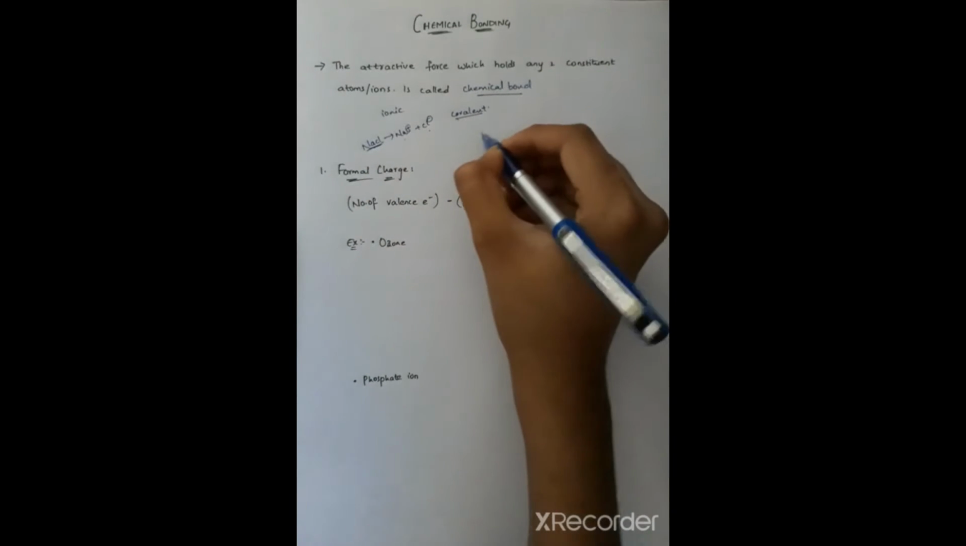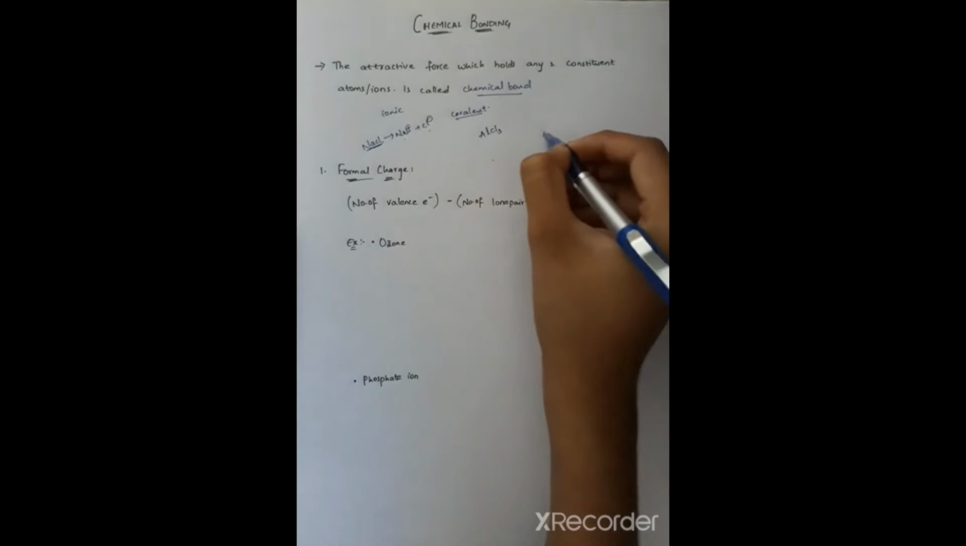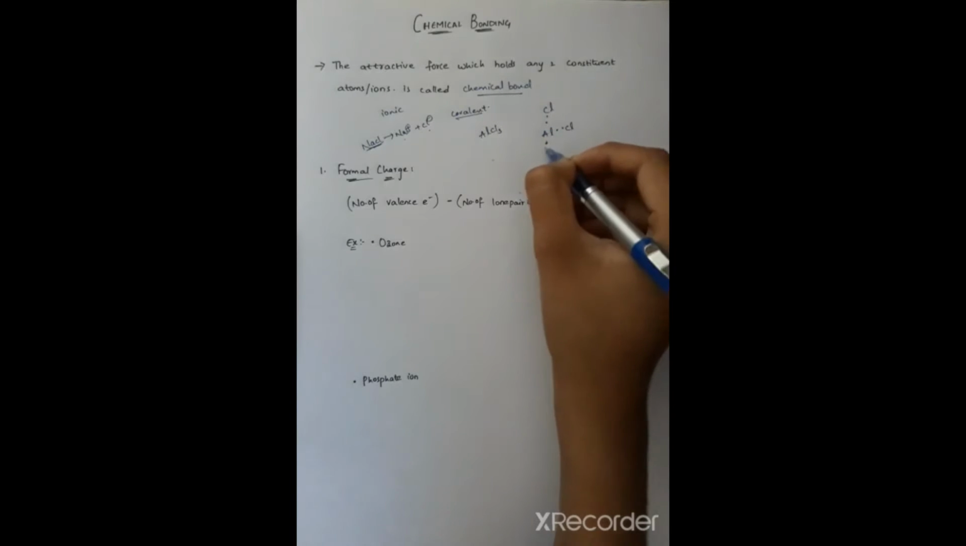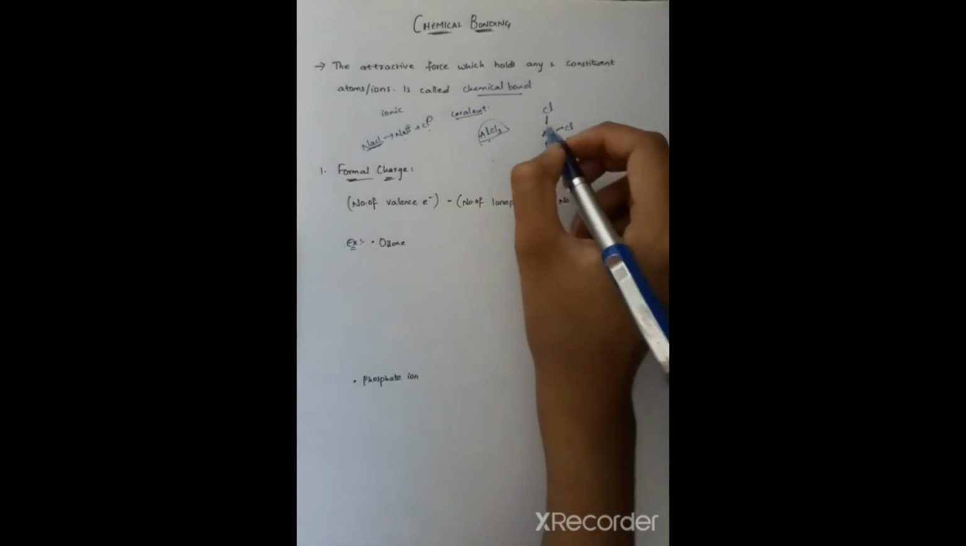Coming to covalent, if you consider AlCl3, there are three outermost electrons in aluminium and only one outermost electron in chlorine. So the bond is shared between three chlorines and one aluminium. So the bond that exists in AlCl3 is covalent.